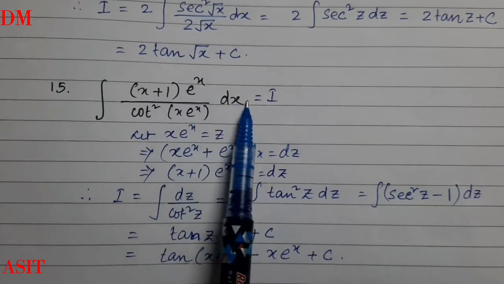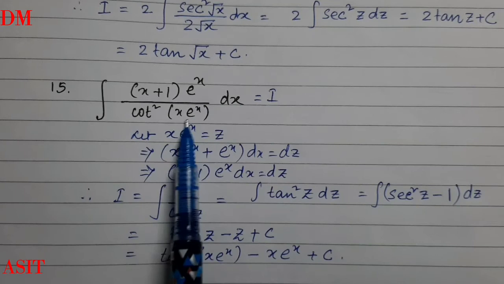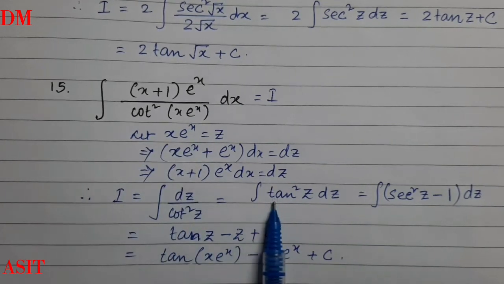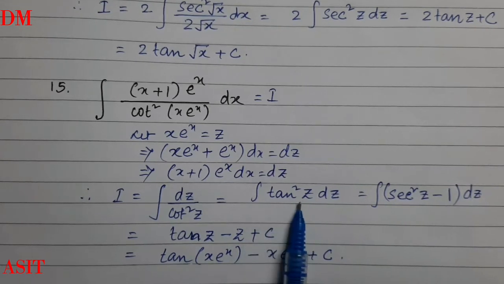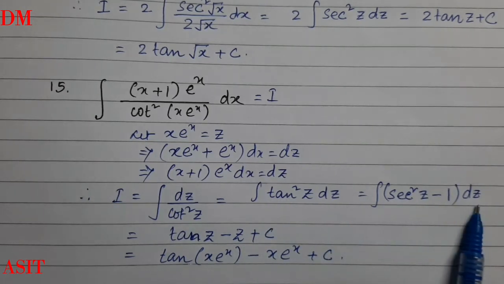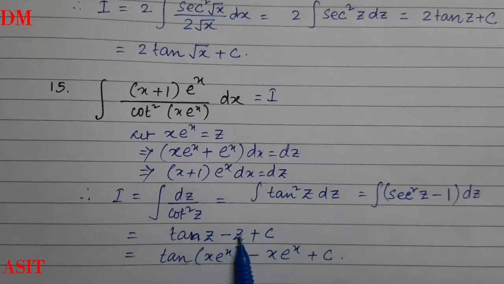So it will be dz by cot square z. Now 1 by cot square z is basically tan square z. Now to integrate this tan square z, you have to find it in terms of secant square. So it will be secant square z minus 1 dz. So it will be tan z minus z plus c. Now you replace the z: tan of x e to the power x minus x e to the power x plus c.